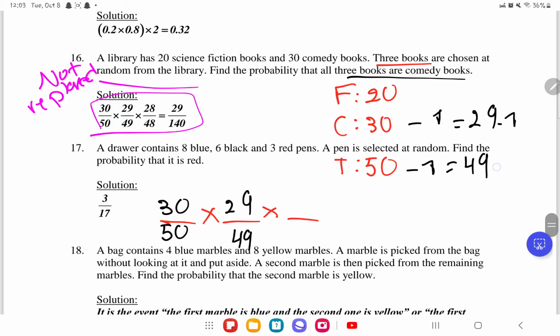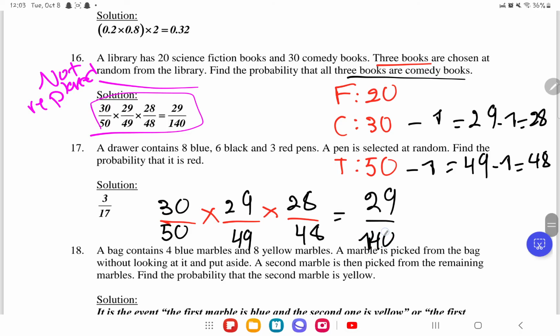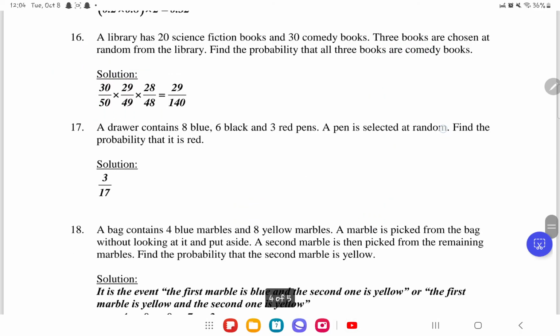Then again we took 1 from here and 1 from here. It became 28 here. It became 48 here. So the final time is 28 over 48. And then if you multiply, you will get 29 over 140.